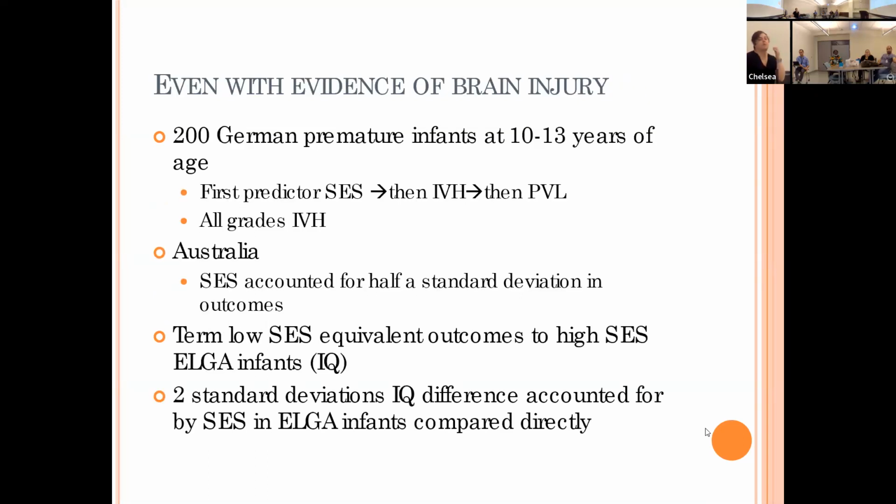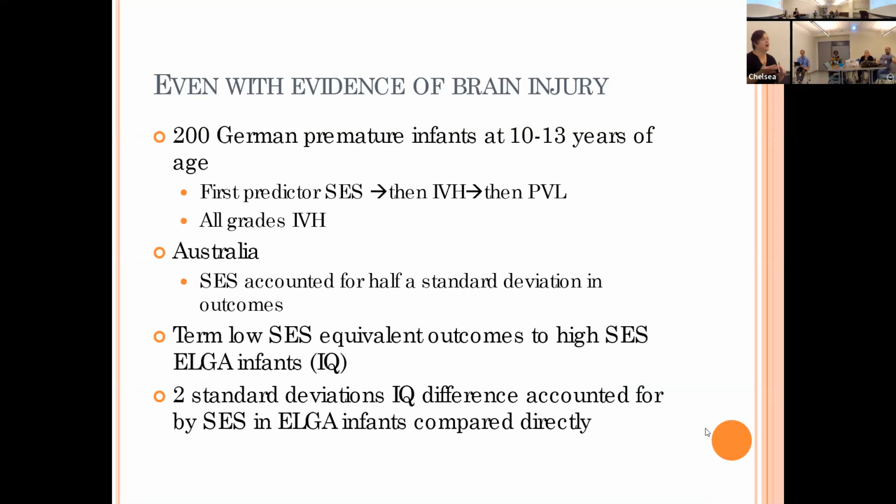And even with evidence of brain injury, a 25-weeker that has a periventricular hemorrhagic infarction is going to be at risk of severe neurodevelopmental impairment regardless of where they go home to, right? But their outcome will be better if they go to a higher SES home.